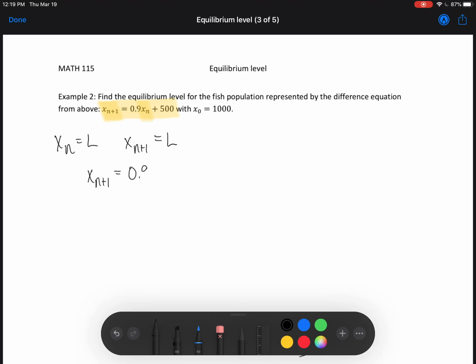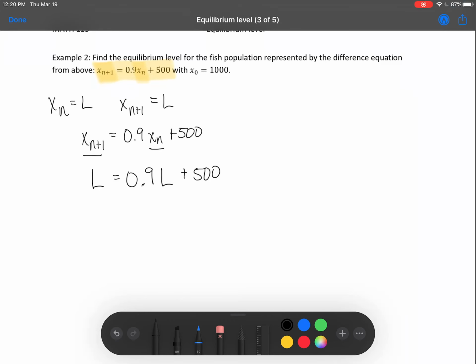All right, so I'll go ahead and write the equation. x sub n plus 1 equals 0.9 x sub n plus 500. And now I'm going to take this x sub n plus 1 and this x sub n and replace them both with L. All right, so we have L equals 0.9 L plus 500.